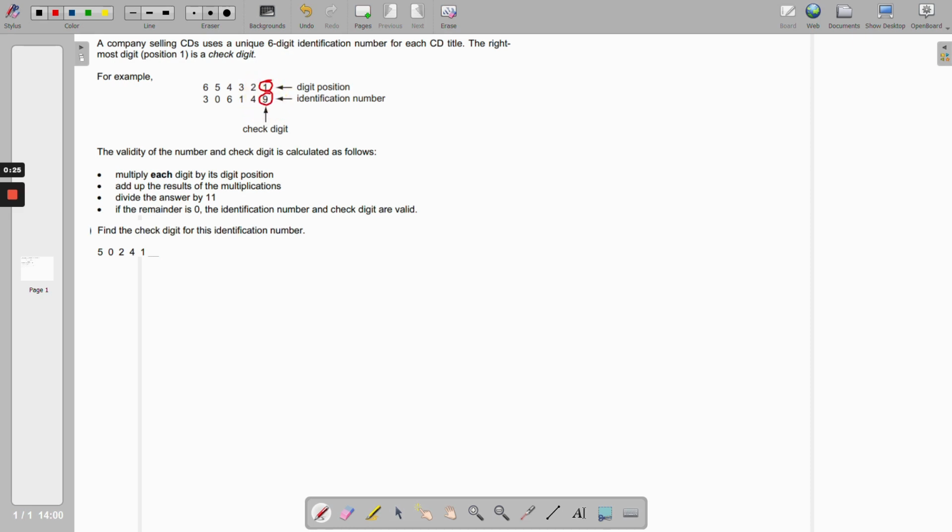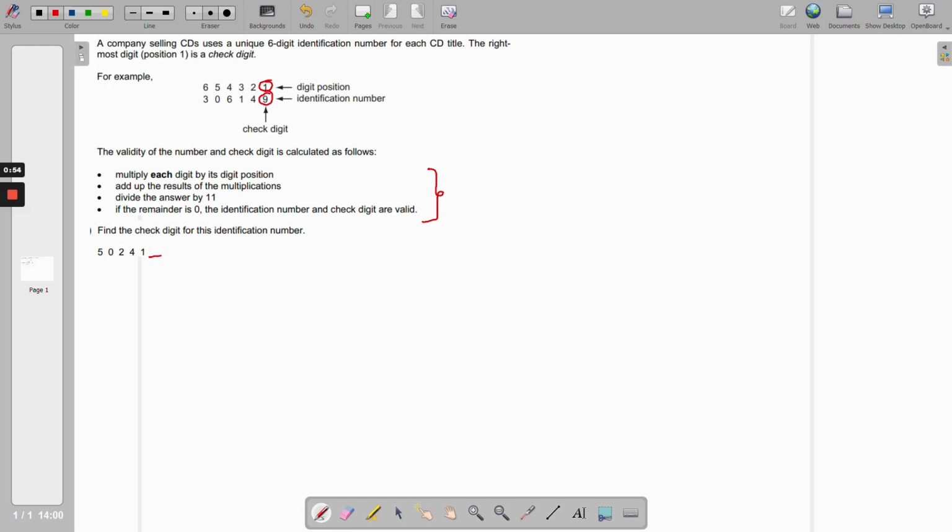The validity of the number and check digit is calculated as follows. So if you want to make this number and check whether it is a valid identification number, then this is the algorithm for it. These are the 4 steps that you need to follow. And the question is to find the check digit, that is, what digit would fill the check digit value in here.